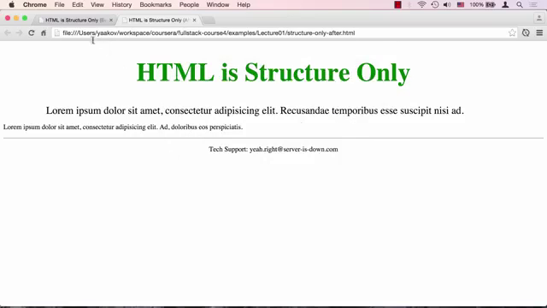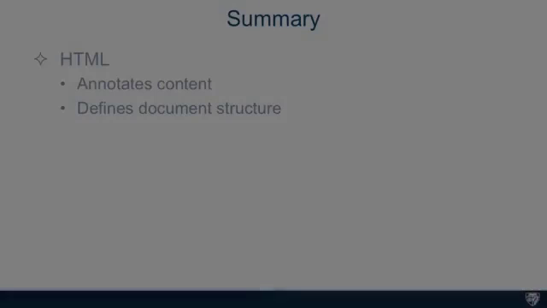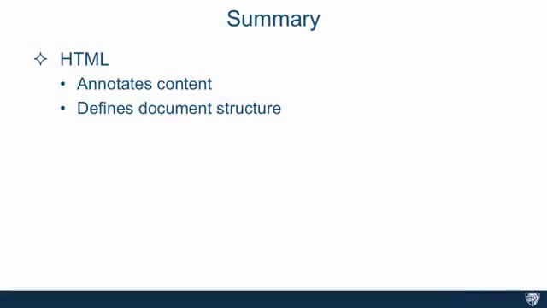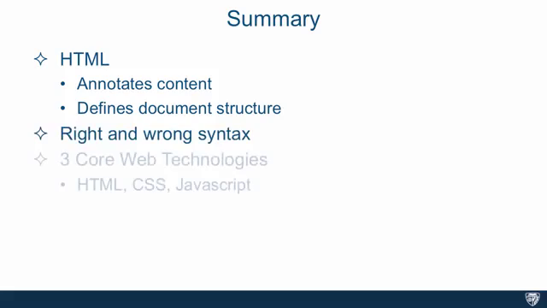So the thing to notice here is that the difference between the two HTML documents are the styles and the behavior applied, but the structure of both HTML documents is exactly the same. So in summary, we spoke about HTML and the fact that its job is to annotate content and define document structure. And obviously, as any language, it has a right and wrong syntax, which you'll have to learn in order to code it. And the 3 core web technologies, HTML, CSS, and JavaScript, work very well together because each one of them has its own distinct and precise role, and they kind of don't really step on each other. They work very nicely together.